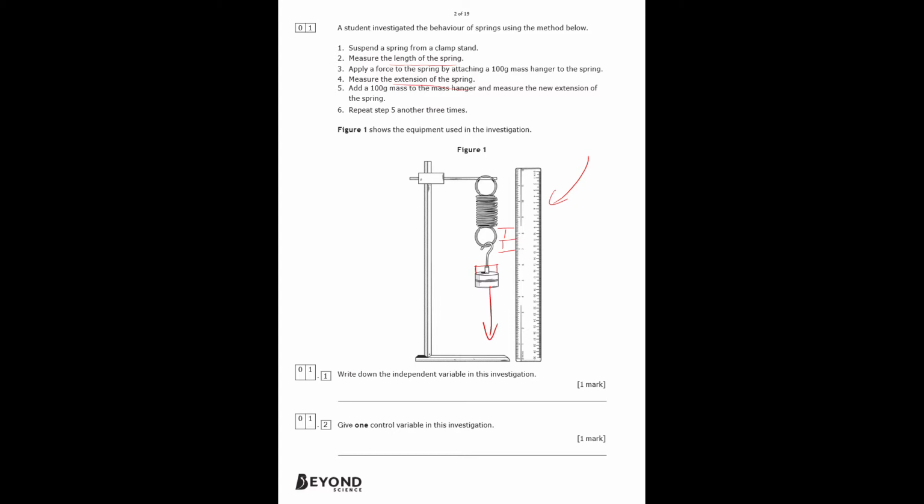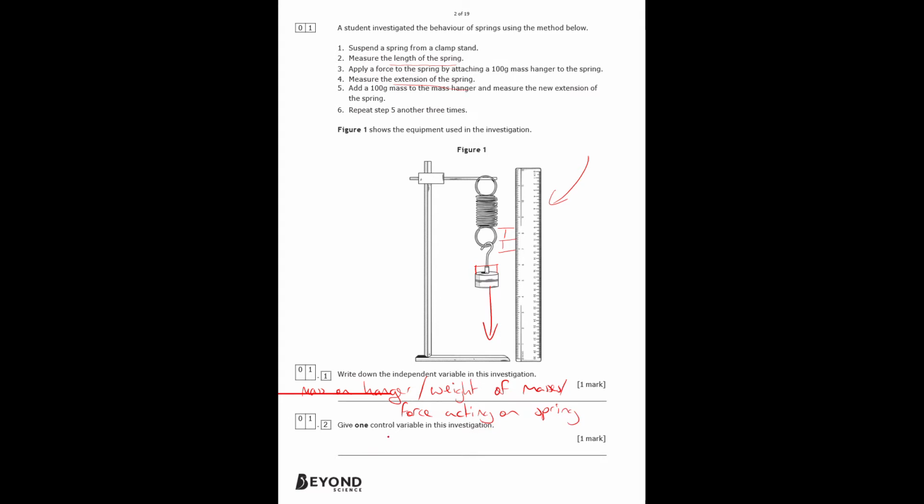So 1.1 asks us what the independent variable in this investigation is. So the independent variable is what we are changing. And in this experiment, we are actively changing the mass on the hanger. You could put, alternatively, weight of masses, or you could put force acting on the spring. All 3 of those should be justifiable and acceptable answers. That is what we're changing in this experiment.